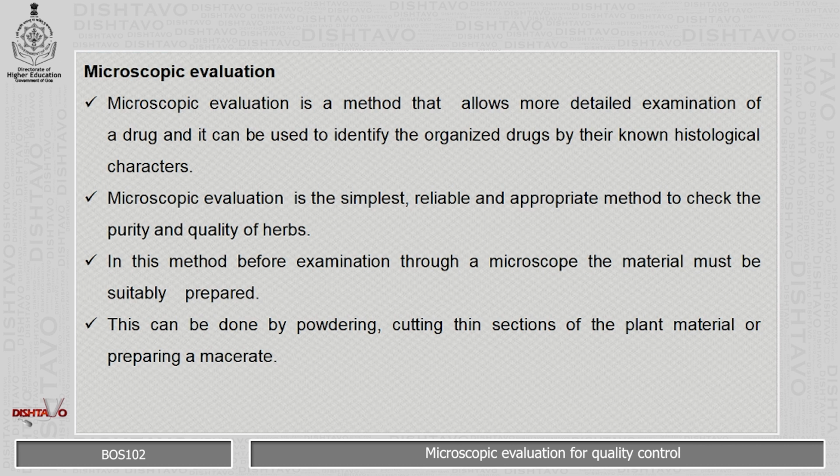Now, microscopic evaluation is a method that allows the more detailed examination of a drug, and it can be used to identify the organized drug by their histological characters. Microscopic evaluation is the most simple, very reliable and appropriate method to check the purity and quality of herbs. In this method, before examination through a microscope, the material must be suitably prepared according to the herb. So this can be done by powdering, cutting thin sections of the plant material or just preparing a macerate if the material is too hard.